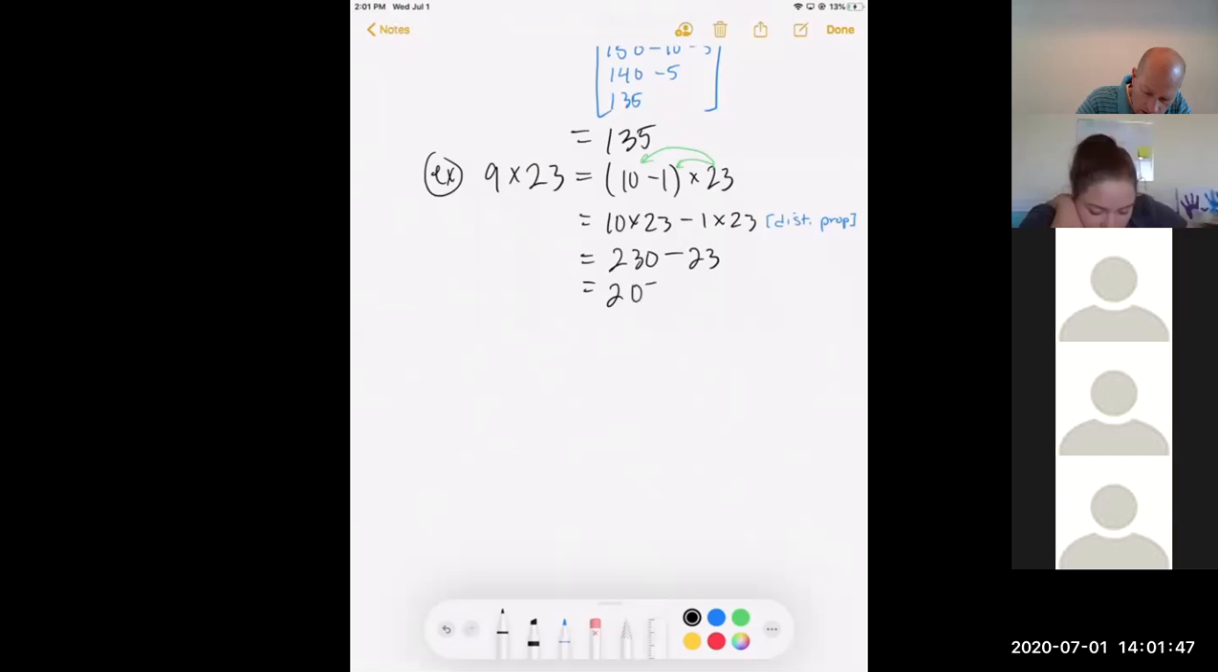Okay. Now, since Marley agreed right away that it was 207, why is it 207 and not 217? Marley, or whoever has a suggestion. I did minus 13 instead of 23. Great. And that's something that many people will do. So it's common to lose a 10.